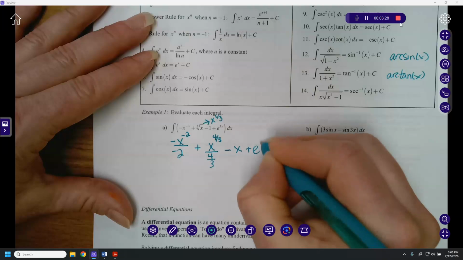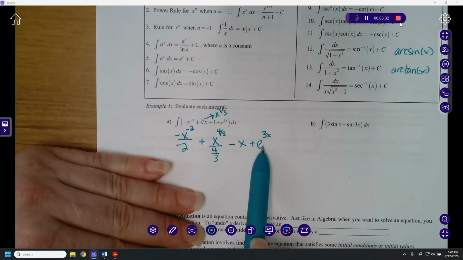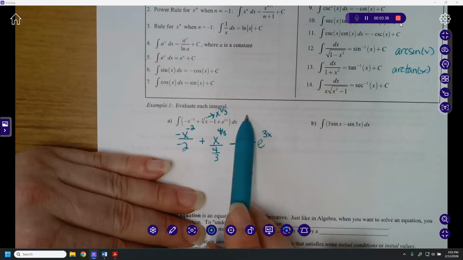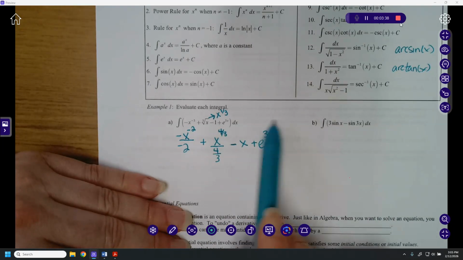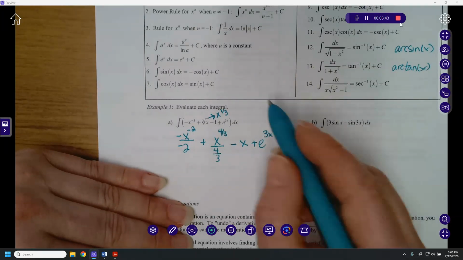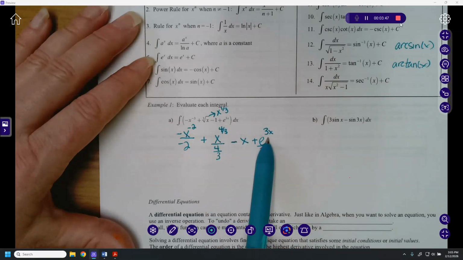And then e to the 3x. Well, the antiderivative of e to the x is just e to the x. I want you to think about this a little bit, though. If you were taking the derivative of e to the 3x, because that's how you check your answer, you would have a 3 in front because of the chain rule, but there's no 3 there. So I'm going to divide by 3. We're going to hit this really hard next week.